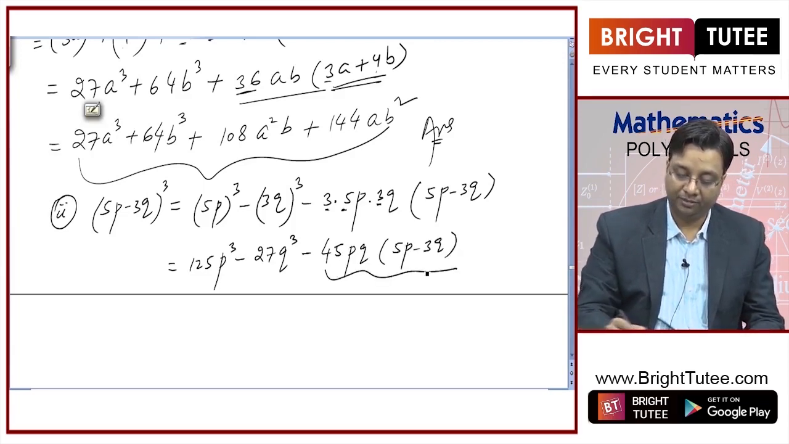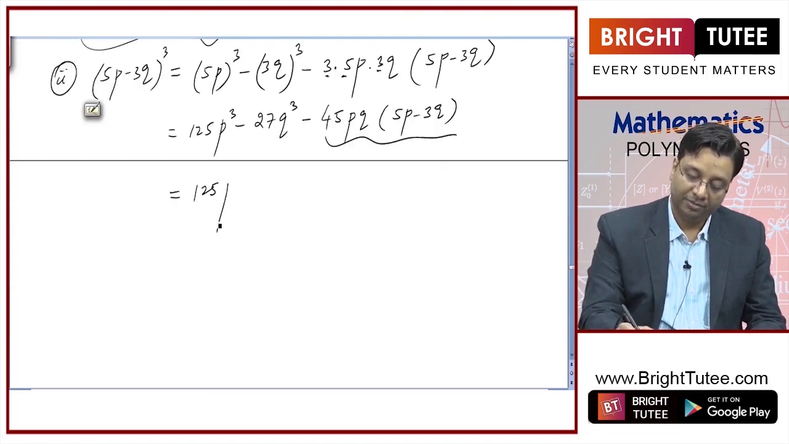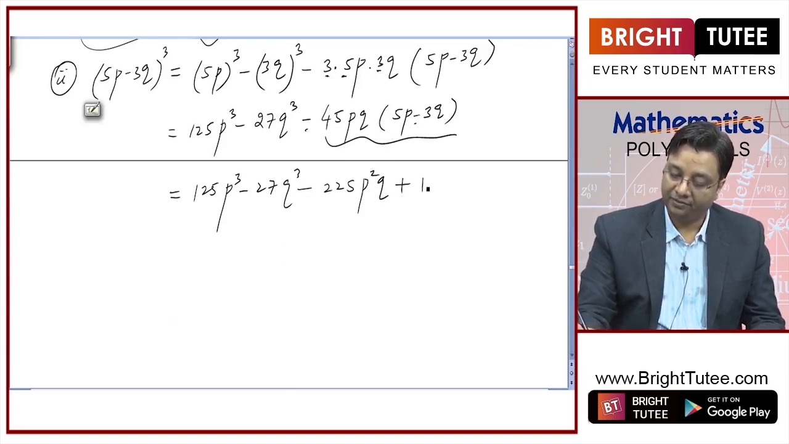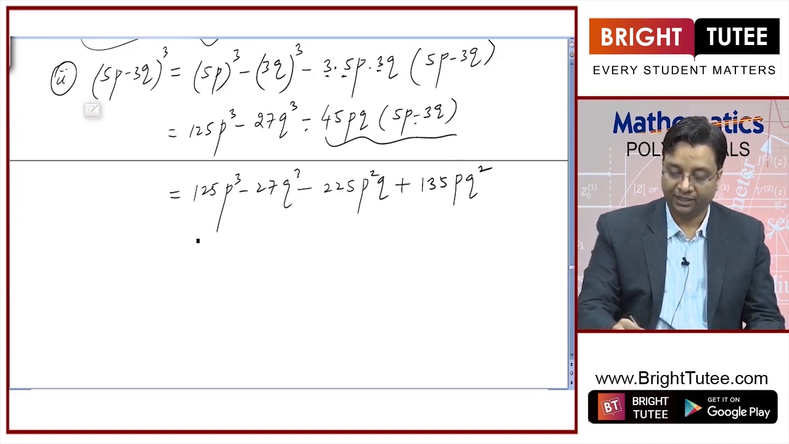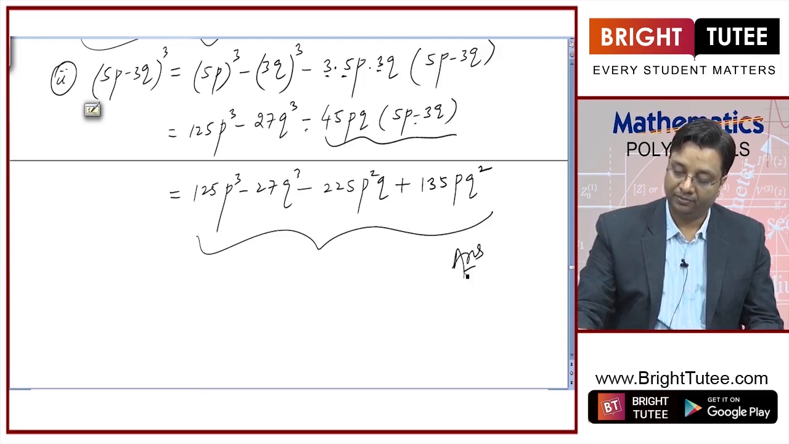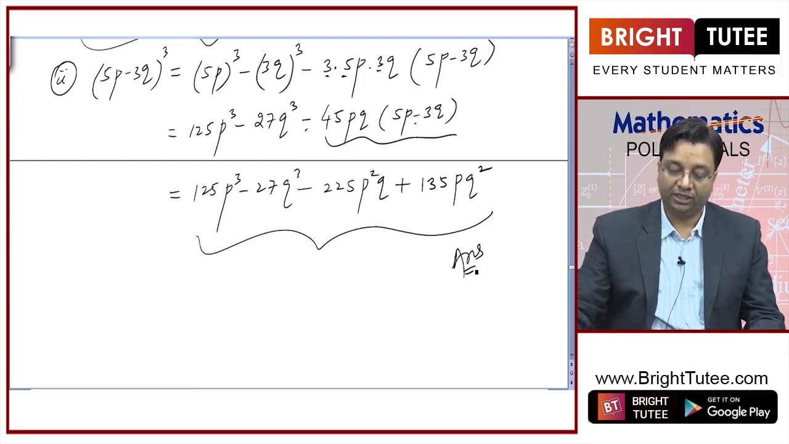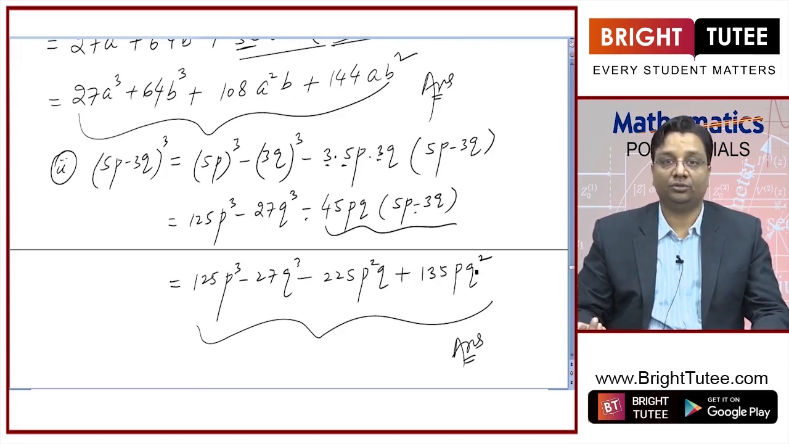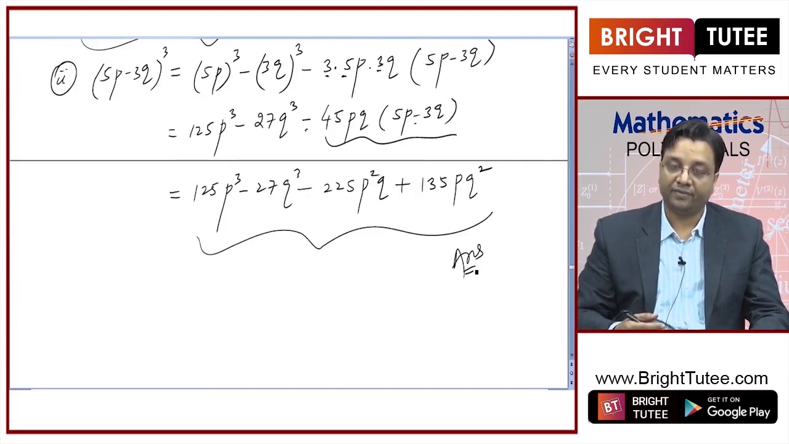Now I will multiply this. 125p cubed minus 27q cubed minus 45 into 5 is 225p square q, right, and then this negative will become positive, and 45 into 3 is 135, and pq into q is pq square, and this is the expanded form. So these two parts were just the simple formula a plus b whole cube and a minus b whole cube. If you know the formula, then you can directly write the answer.